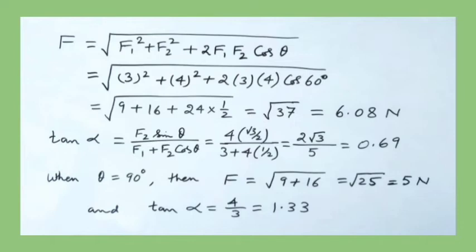And direction of force is given by tan alpha is equal to F2 sin theta by F1 plus F2 cos theta, which is equal to 4 into root 3 by 2 divided by 3 plus 4 into half, the value of which comes out equal to 0.69. When theta is 90 degree, then value of F is equal to under root 9 plus 16, which is equal to 5 Newton, and tan alpha is equal to 4 by 3, which comes out equal to 1.33.